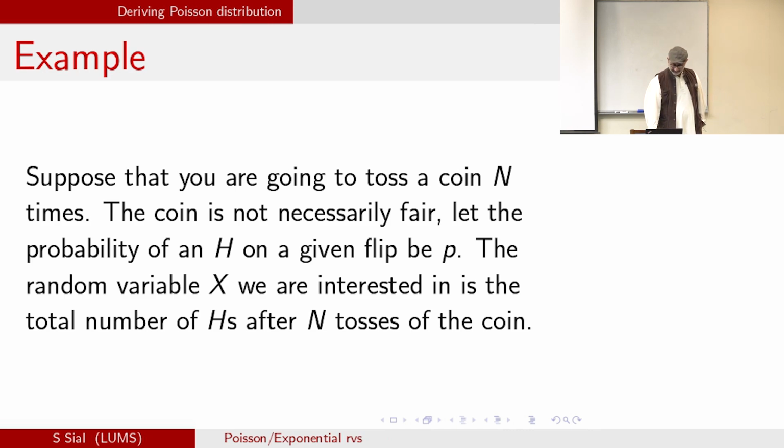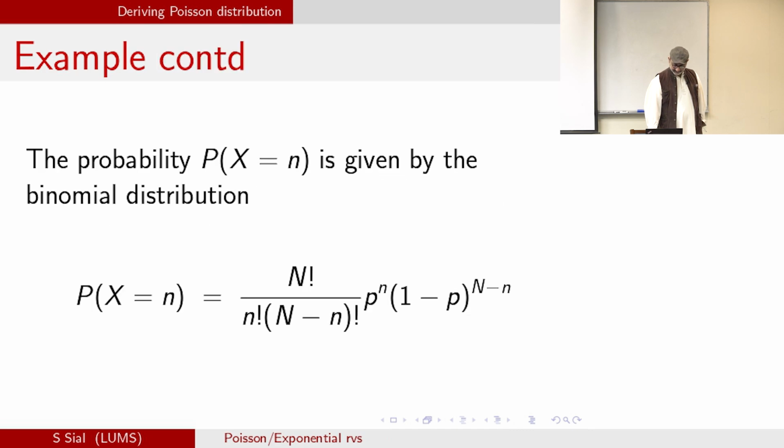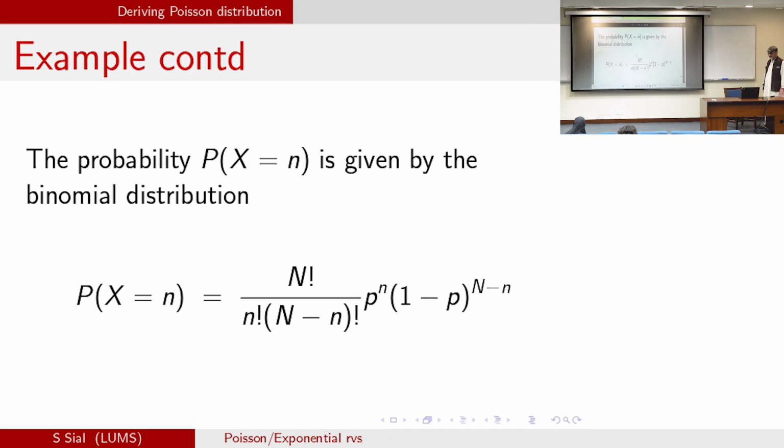So why are we doing this? Okay. So the probability is given by the binomial distribution. That's the probability that you got small n H's out of capital N tosses of a coin with a probability of getting an H of p. It is big N choose small n, p to the n, 1 minus p to the big N minus small n. Okay, so as I said, you already know this.